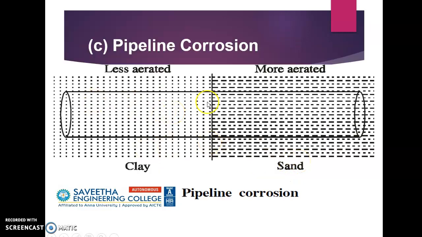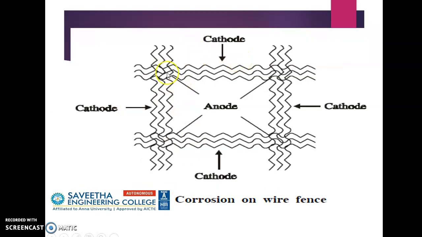Pipeline corrosion: same pipe, but exposed to different types of soil. One could be clay soil, another could be sandy soil. Sandy soil is more aerated compared to clay soil, so the more aerated area will behave like cathode and the less aerated area will behave like anode. So this part will undergo corrosion. This is pipeline corrosion. And in a wire fence at the joints, the less aerated area will behave like anode and all the other parts will behave like cathode. So this is the area where corrosion will start.